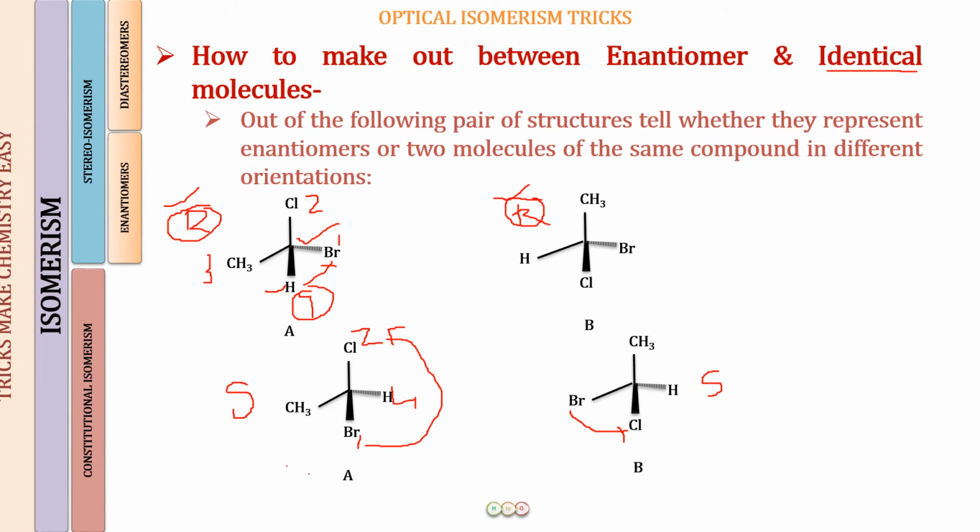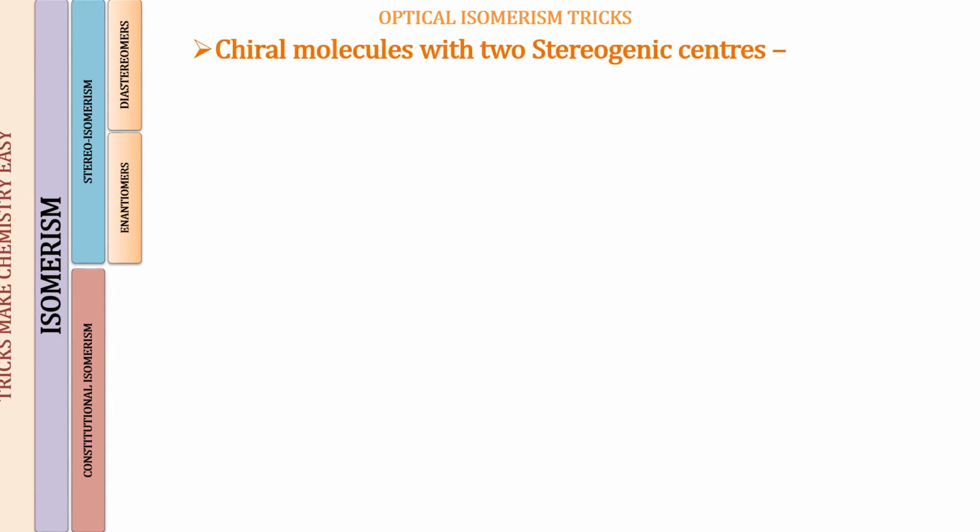And next we will be moving on to two chirality centers. So let us look at an example where we have a chiral molecule with two stereogenic centers. In this molecule, what you can see is 2,3-dihydroxybutanoic acid. Carbon number 2 and carbon number 3 are going to be the chirality centers because they are attached to 4 different groups.